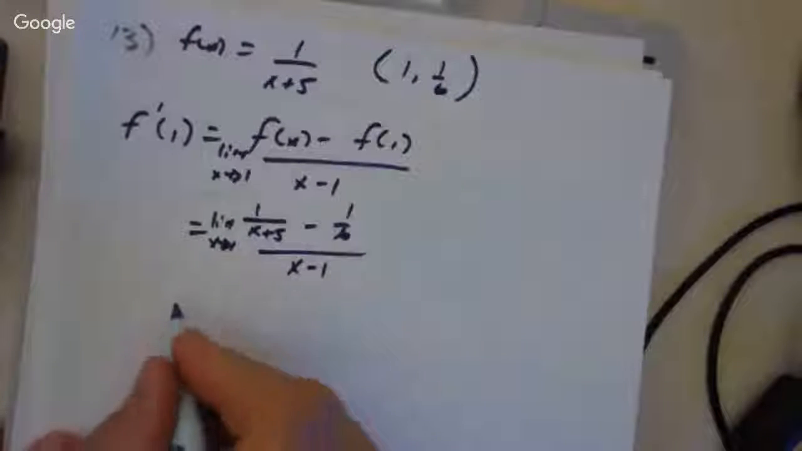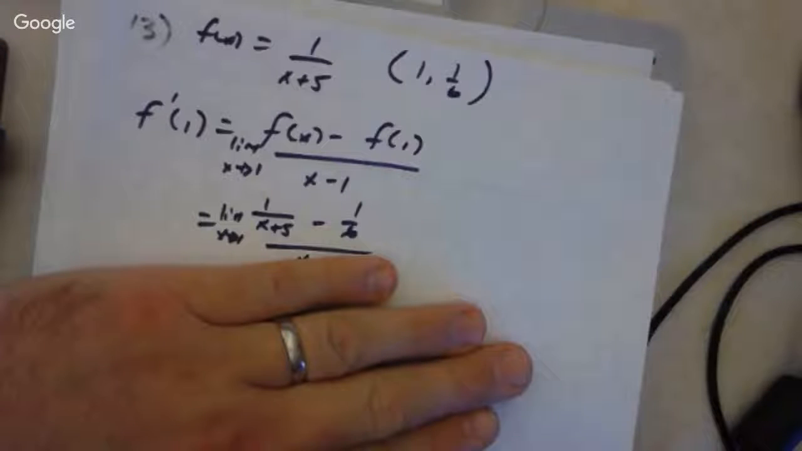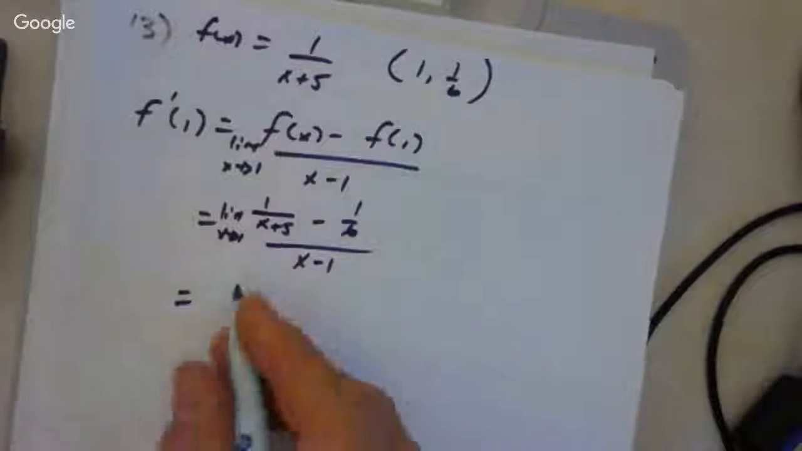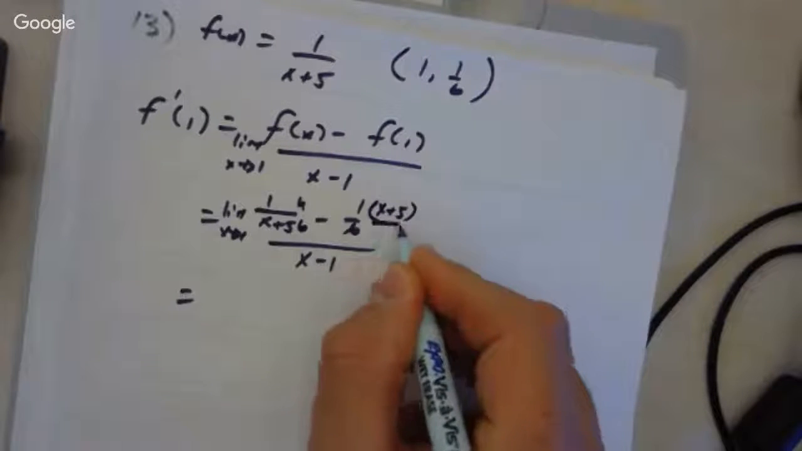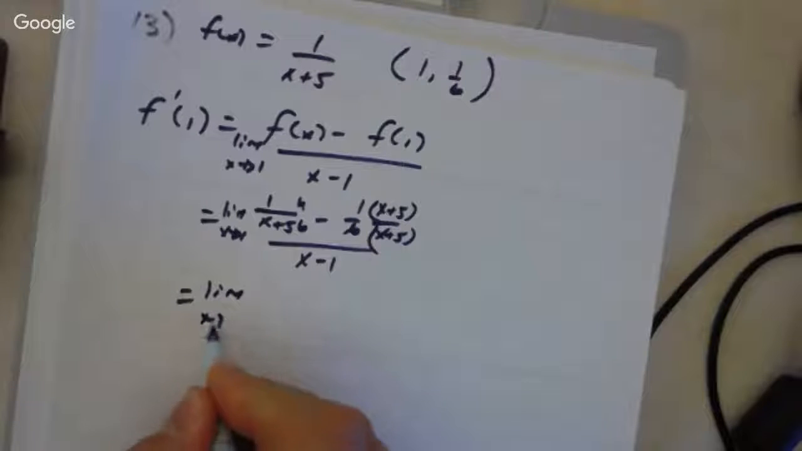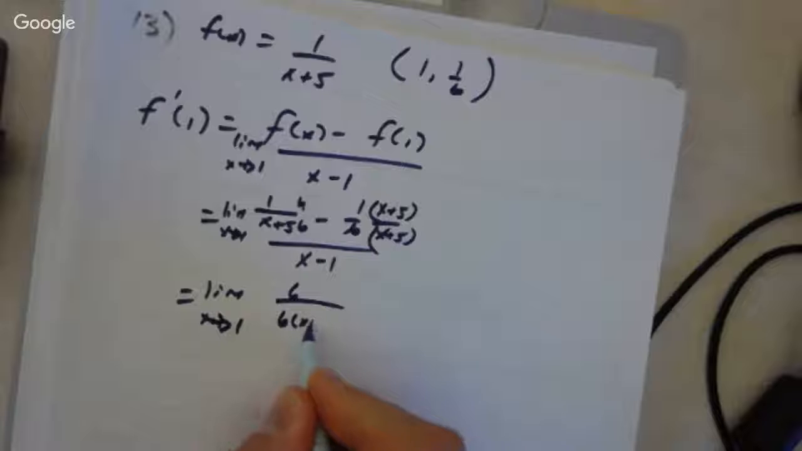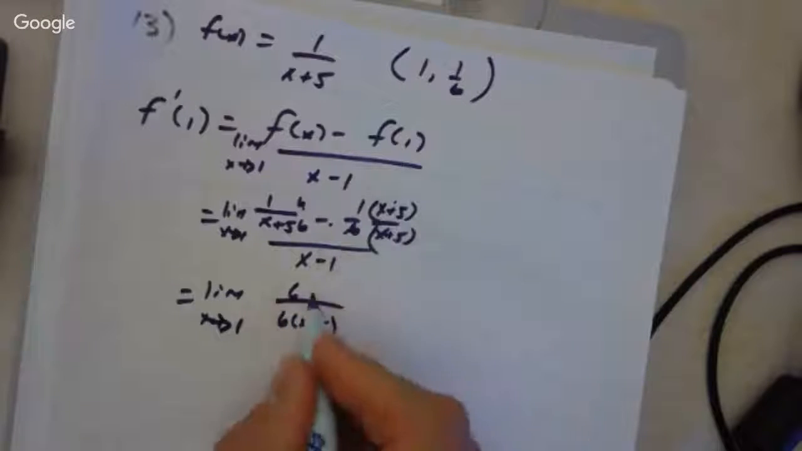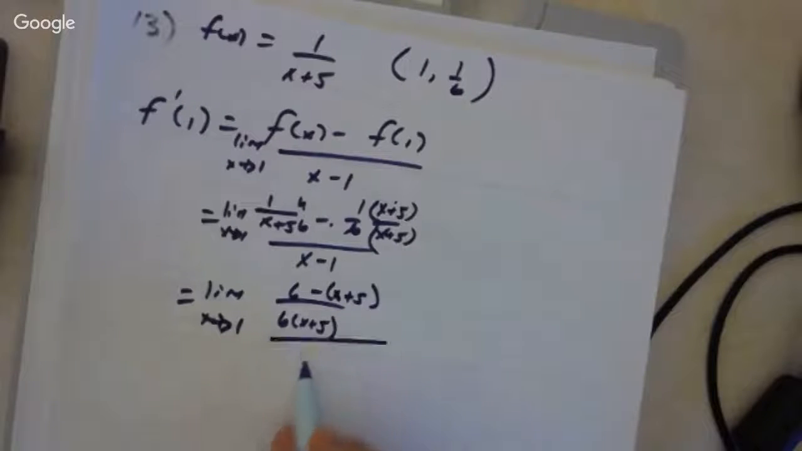Okay, so let me clean that up real quick. If I just gave you that right there, what's the common denominator of that? Yeah, okay, so that's what we're going to do. Multiply this by 6 over 6. Multiply this by x plus 5, over x plus 5. So we take the limit as x goes to 1. What do we got? 6 over 6 times x plus 5. And then we're going to subtract that. I need to write this bigger.